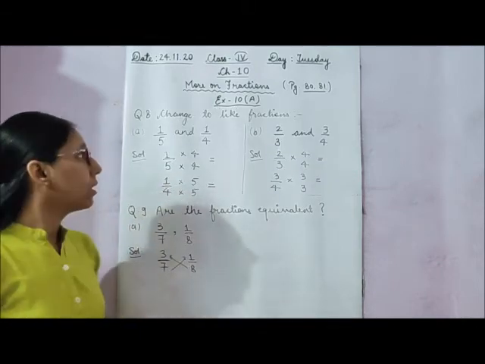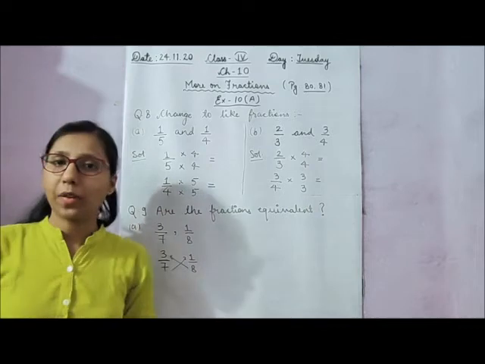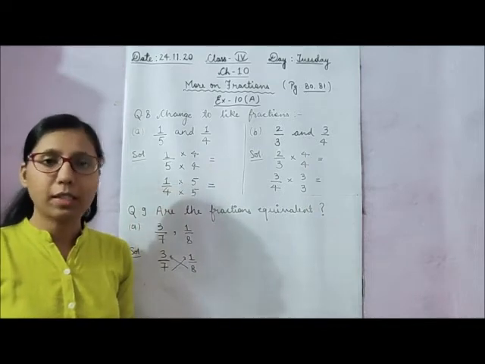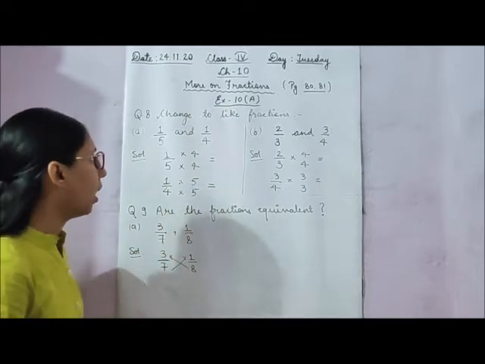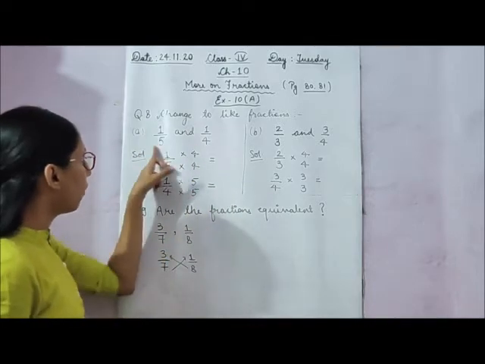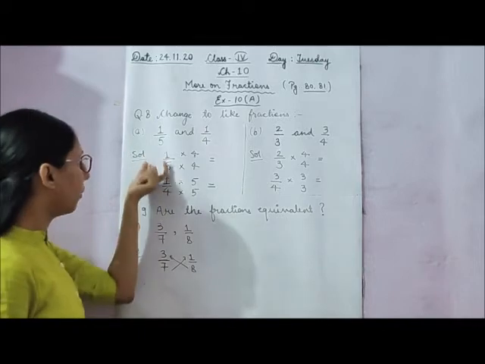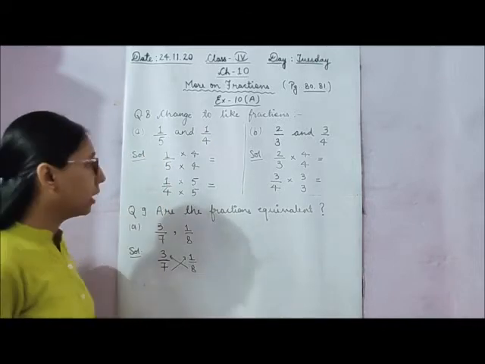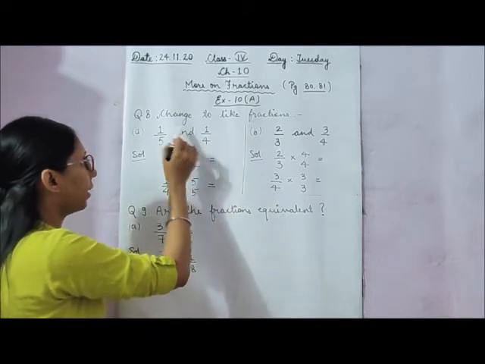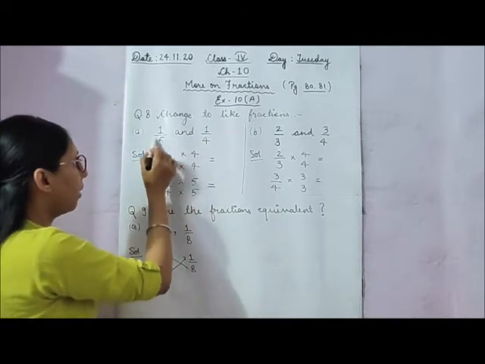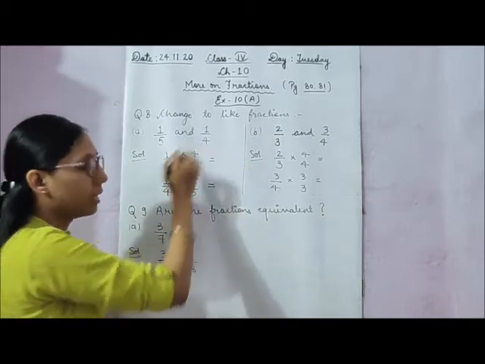Next, question number 8 is change to like fractions. What are like fractions? In which the denominators are same. So we have to make the denominators equal or same. And how do we make it? First of all, we have to write the fractions, that is 1 upon 5 and 1 upon 4, A part. And then you have to multiply this denominator by the first fraction and this first denominator by the second fraction.